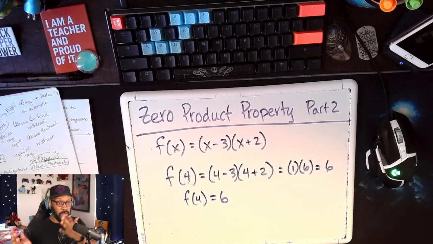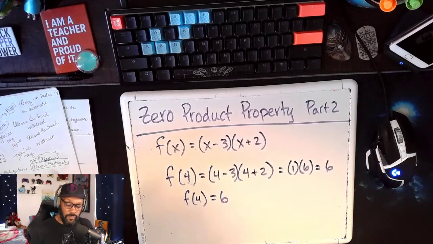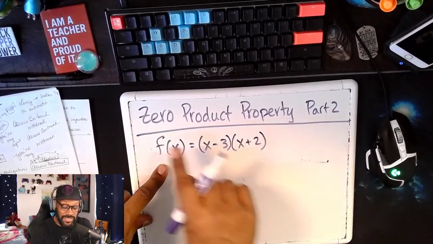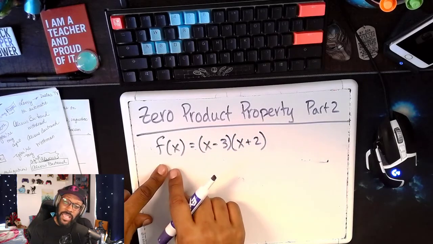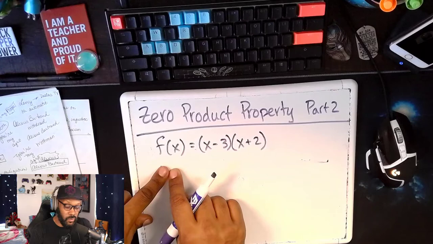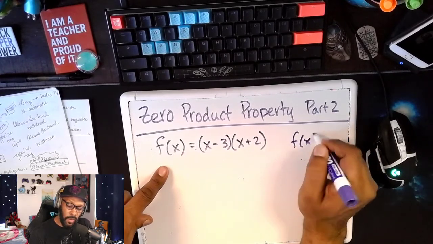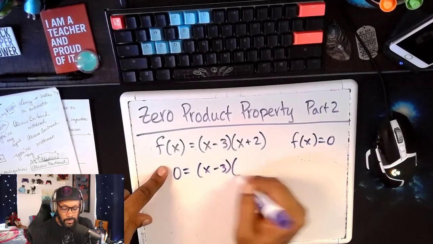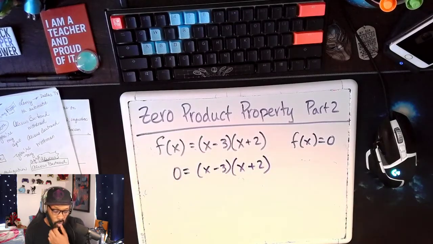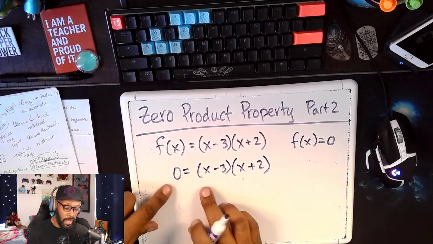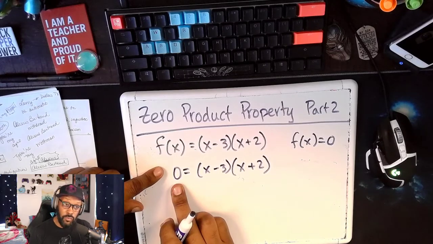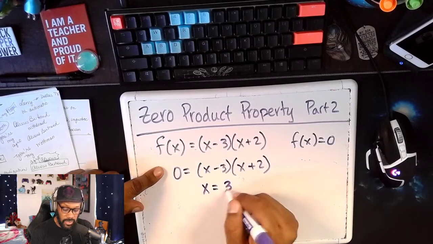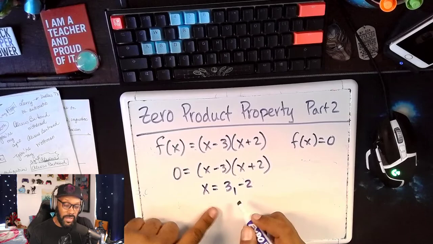Remember? And so essentially what we've been doing, when we're doing zero product property, we're saying f of x equals 0, the whole thing equals 0. So we set it equal to 0, and therefore we can discover which values of x would make f of x 0. Well, without even doing any work, you would say x is 3, and then x is negative 2.